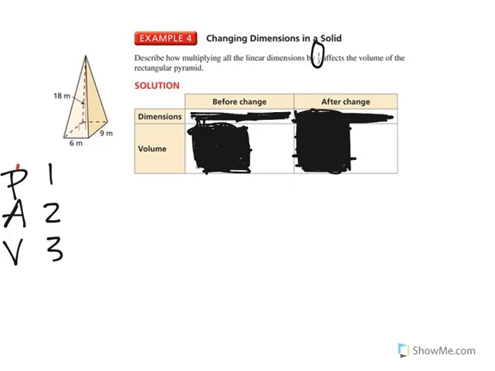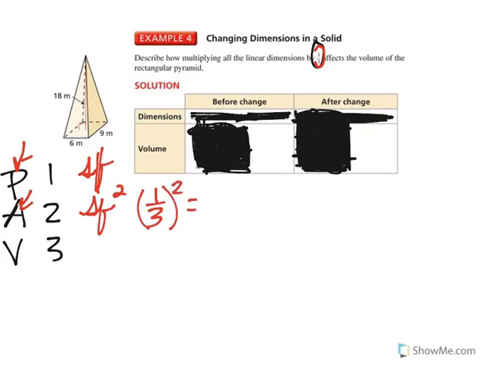dimensions. If you look at your perimeter and you have some scale factor, it's going to be your scale factor just the way it is. So in this case, if I were to change the dimensions, my perimeter would be multiplied by 1/3. Okay. If I'm asking about the changing dimensions on my area, it's going to be my scale factor squared. So if I would take 1/3, I would square that, and I would get 1 squared over 3 squared, which is 1/9. So my area would be multiplied by 1/9.